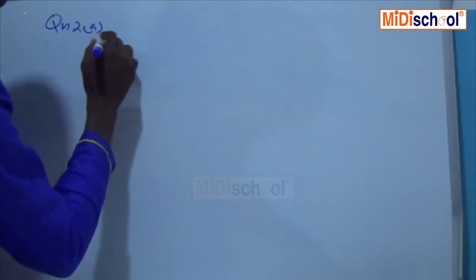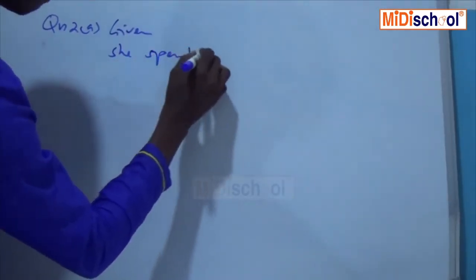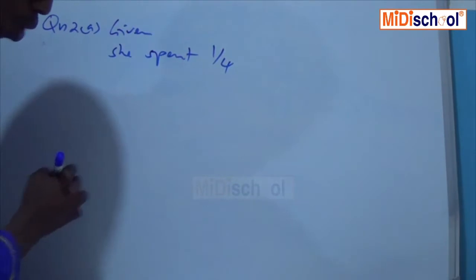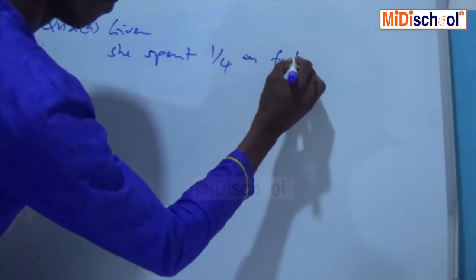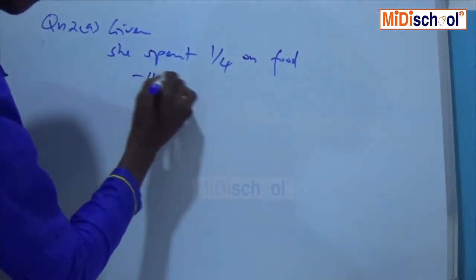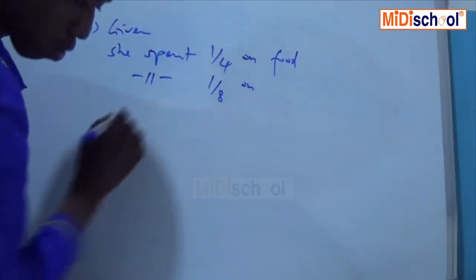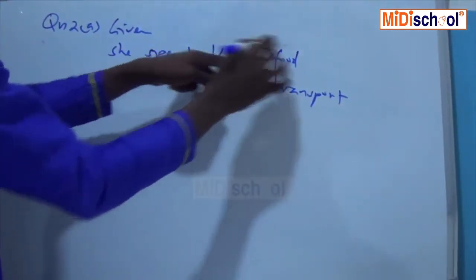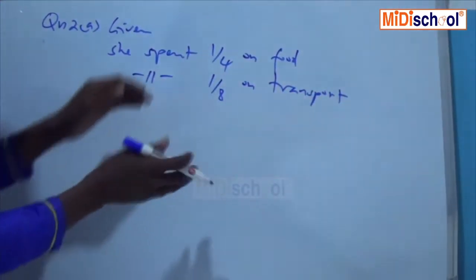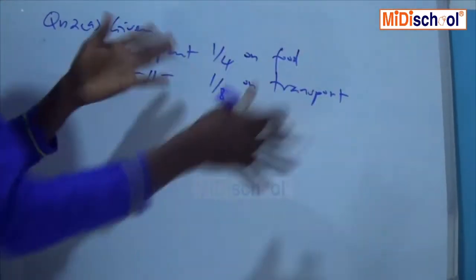So the first thing we are given is that she spent 1/4 on food, and likewise she spent 1/8 of her salary on transport. So 1/4 on food and 1/8 on transport. So what is the total expenditure? What did she spend? The overall expenditure.